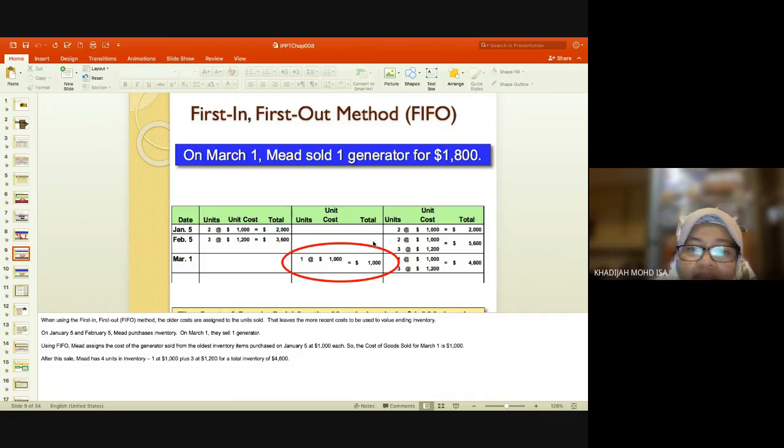So let's see the example here. You have January 5th, you have a balance of 2 at 1,000. So you have a balance. And then February 5th, you buy another 3 units at 1,002. So this is your balance. Which one is the earlier balance? Which one first in?